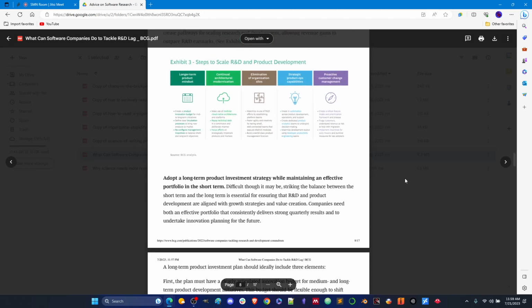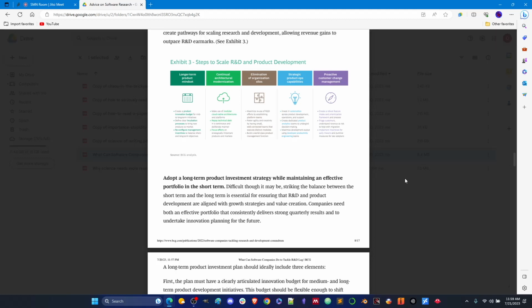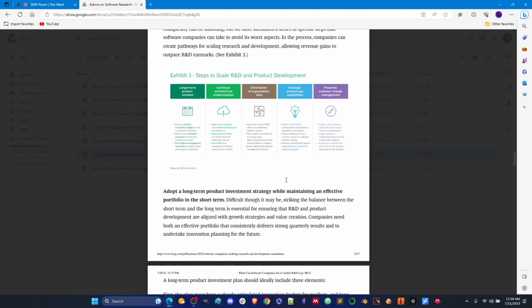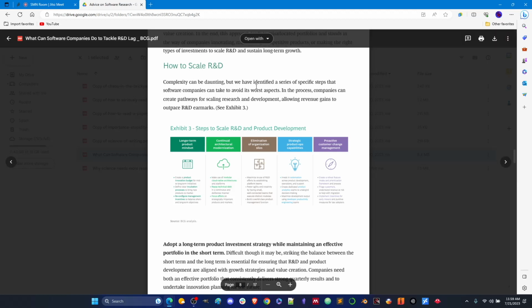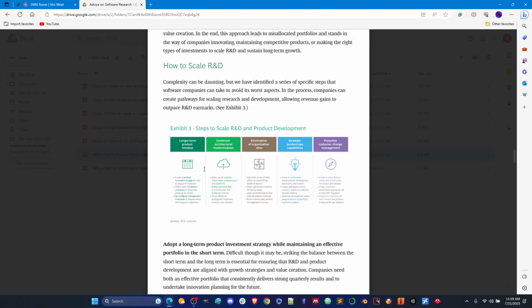And so if we can build a culture where we build in this expectation of not seeing a return for 5 years or 10 years, then that makes it easier to apply research to software projects, to corporations and so forth. So they have this part on how to scale R&D. You have to have this longer-term product mindset. You have this architectural modernization that's a continual process. You have to eliminate organizational silos.